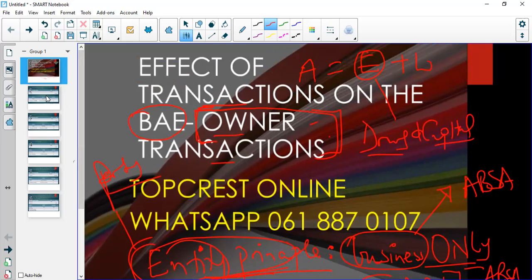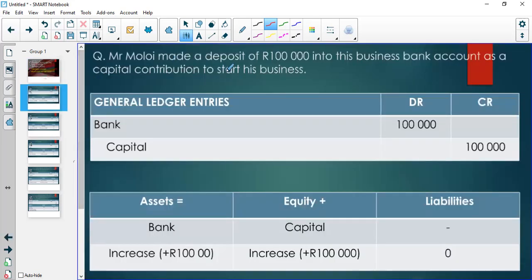The first owner transaction that we look at is a deposit. There's an owner, Mr. Molloy, who made a deposit of 100,000 into his business bank account as a capital contribution to start his business. What we do is stand in the perspective of the business. The business has received money from the owner. So that's an owner transaction.